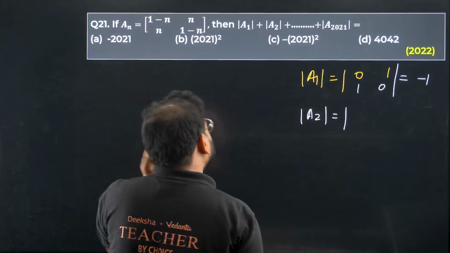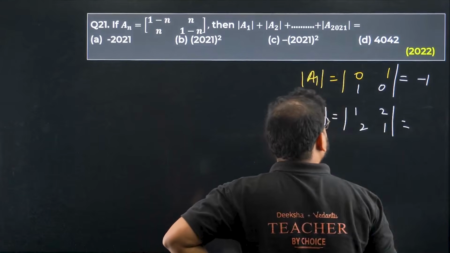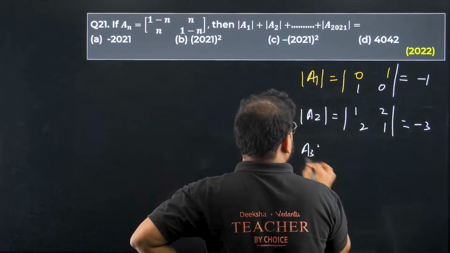So A2 will become what? Same way. We'll have 1, 1, 2, 2. What do I get for this? 1 minus 4, so minus 3. Okay. Check now. A3 also you check.